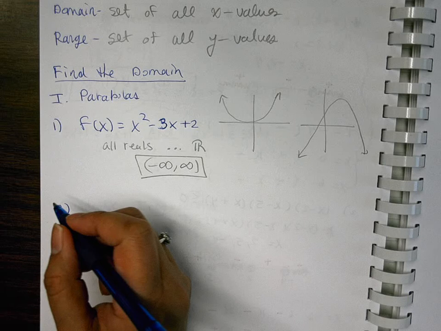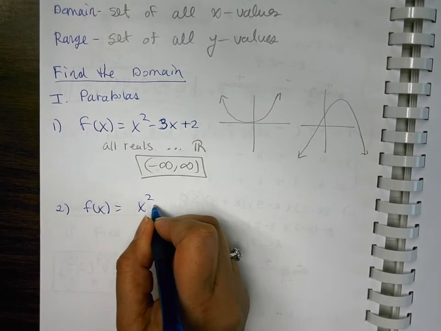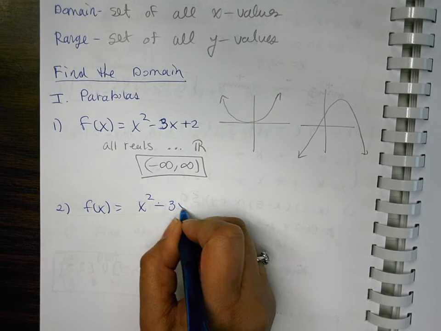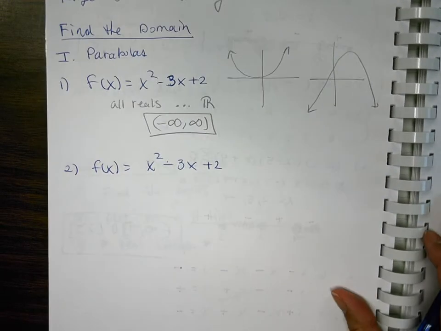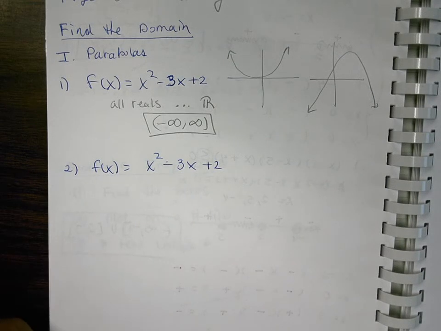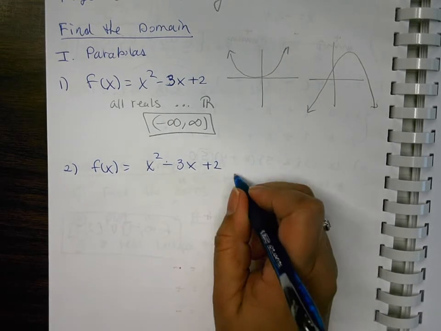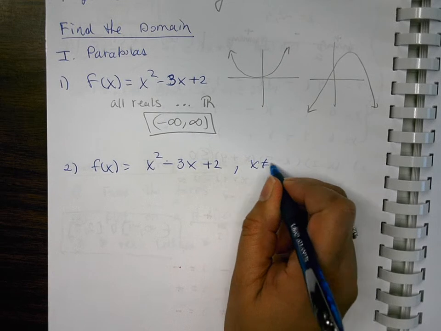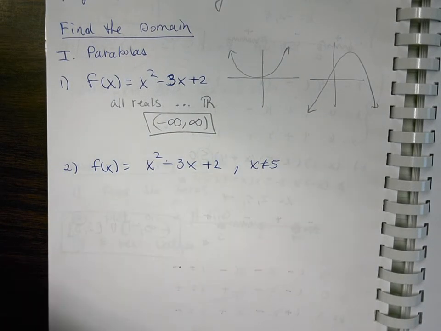Now, it does change if the parabola has restrictions. For example, something like this. x squared minus 3x plus 2. Sorry, there's more. Comma, x cannot equal 5. All right, so what's the difference between number 2 and number 1? There's a restriction. Does everybody see that?